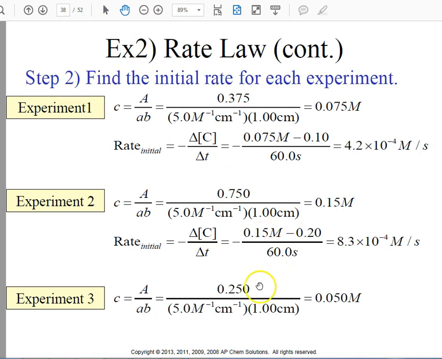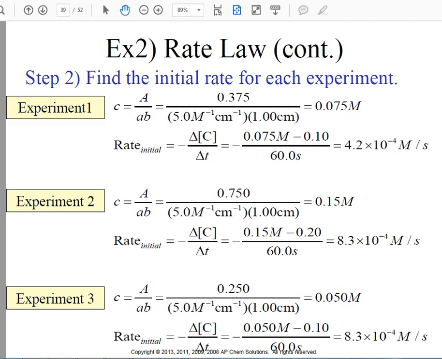And then we'll find our rate for experiment 3 the same way. This is our absorbance at 60 seconds, 0.25. We can use that to find the concentration at 60 seconds, 0.05. We'll find our change in concentration. They gave us the initial concentration as 0.1 for C in experiment 3, and then there's our rate for experiment 3.